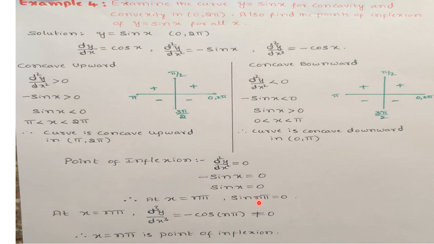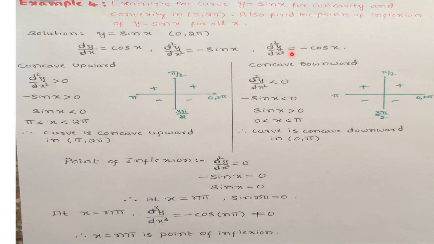This is what you have to keep in your mind. For sin of n times pi, the value is 0. Therefore, sin n pi is equal to 0. At x equal to n pi, we have to check whether the third derivative is positive or negative, whether the third derivative is equal to 0 or not. To find the point of inflection, at x equal to n pi, we have to check whether d cube y divided by dx cube is equal to 0 or not.